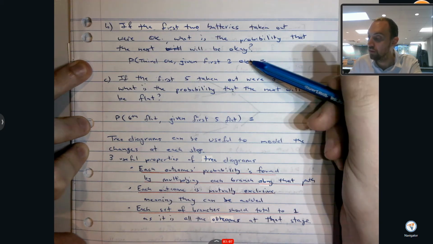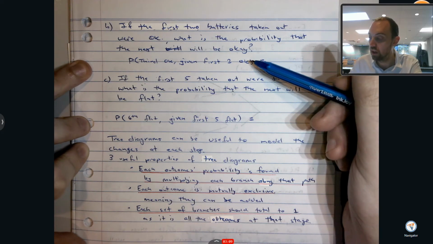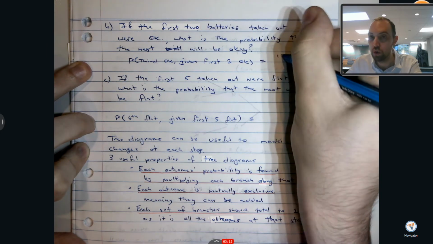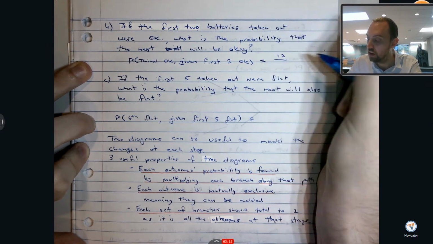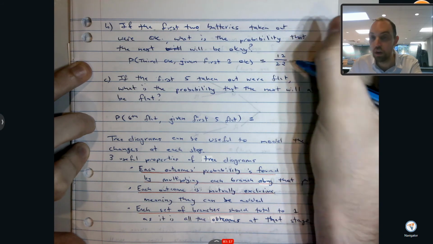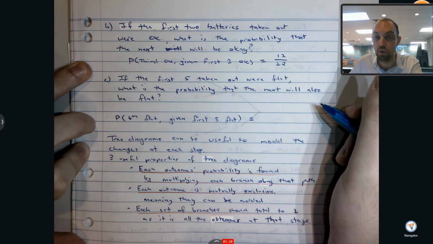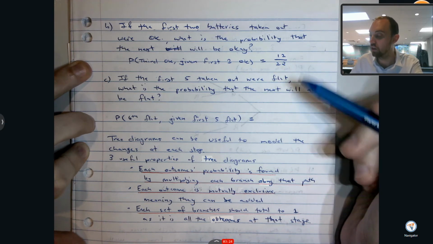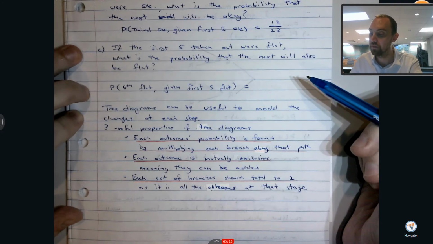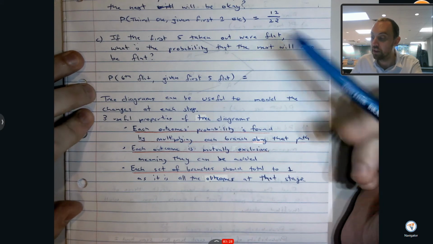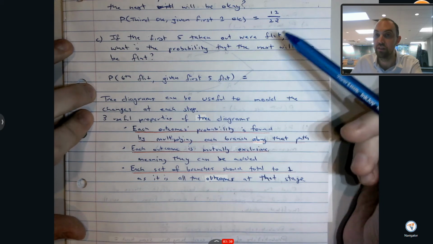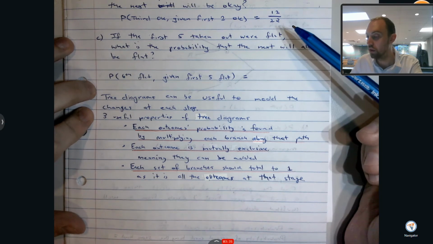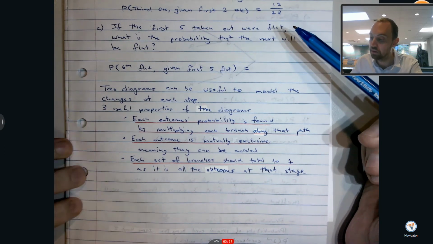Now, if the first 2 are okay, we had 14. So there are only 12 okay batteries left. There were 24. So 12 out of 22 is the probability of getting an okay battery after 2 have already been drawn. Now this would be different if we drew a flat battery instead of an okay battery, because then there would be more okay batteries in the box.